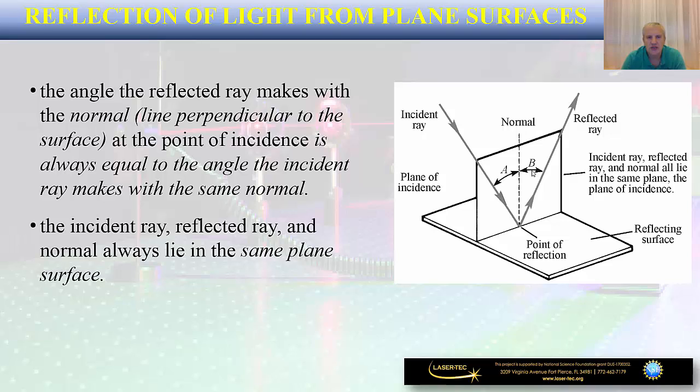It's also important to mention that the incident light ray, reflected light ray, and normal, or the axis that's perpendicular to the surface of reflection, are always positioned, lie in the same plane surface. So this plane here that you can see, that's being established by the incident light ray and the reflected light ray and the normal axis, is the plane in which all these three light rays are positioned.